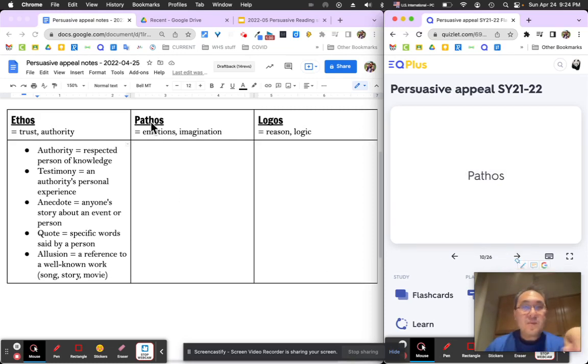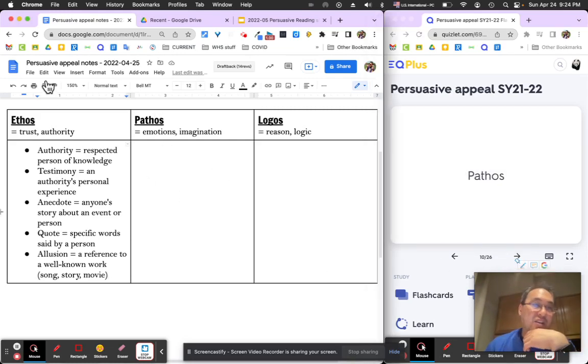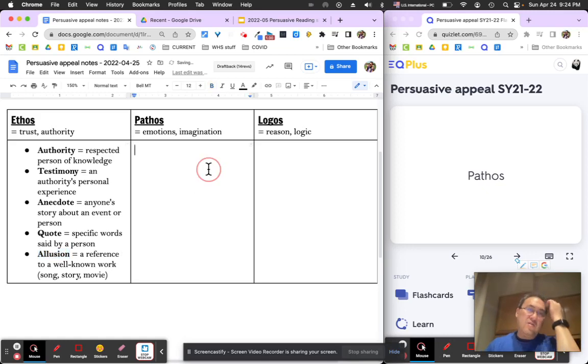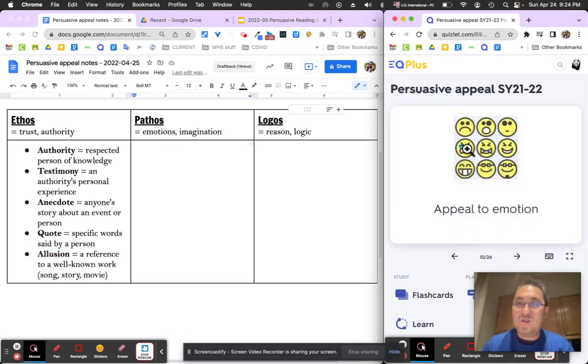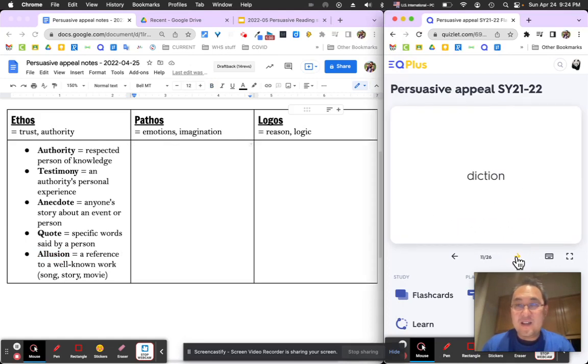All right. Pathos. So all of these are under ethos: authority, testimony, anecdote, quote, allusion. Those are the five under ethos. Here are some under pathos, which is appeal to emotion. So we've got little emoticons there.